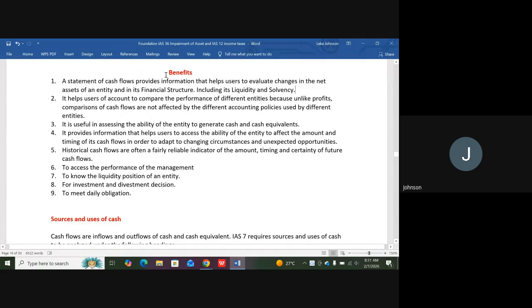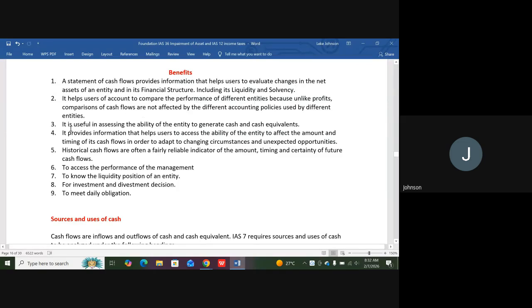So that is one of the benefits of the cash flow statement. It enables us to evaluate the changes in the net asset of an entity and in its financial structure. The next one, it helps users of accounts to compare the performance of different entities, because unlike profits, comparison of cash flows is not affected by the different accounting policies used by different entities.